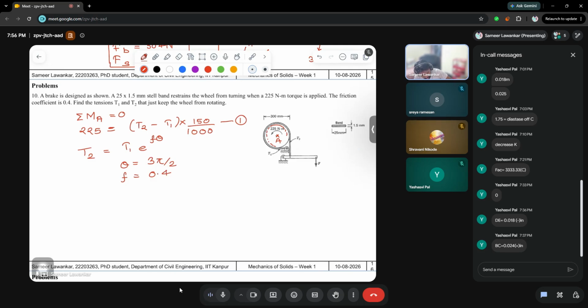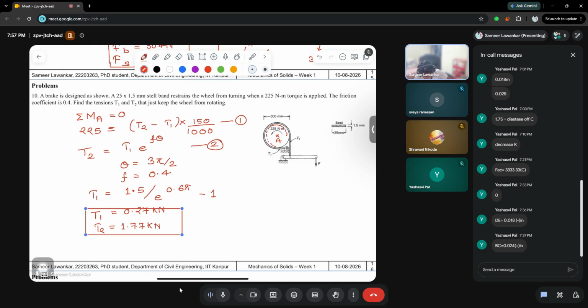If you use these two equations, you can simply get the value of T1 as 225 upon 0.15 into e to the power 0.6 pi minus 1, and therefore T1 is equal to 0.27 kilonewtons, and T2 is equal to 1.77 kilonewtons. Okay, so that's how you can solve this question also. This is one of the very easy questions. You just need to remember this. If someone doesn't know the formula T2 is equal to T1 into e to the power f theta, then this question is difficult. Otherwise, this is a very simple question.